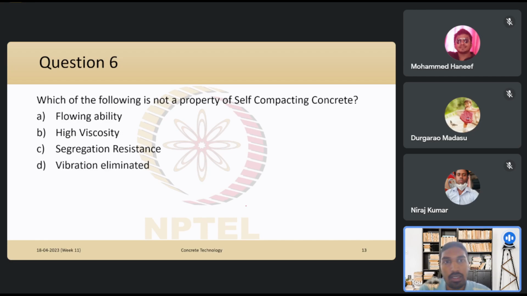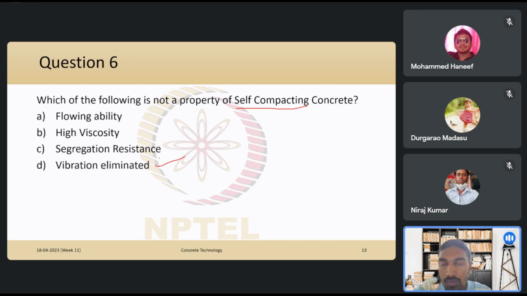So here we are talking about self-compacting concrete, and the question is, which of the following is not a property of self-compacting concrete? As the name suggests, by self-compacting, what do we mean? We don't need external compaction, right? Once we place it, we don't have to supply any external vibration or compaction to the concrete. That is the whole idea of self-compacting concrete, right? Because it is self-compacting, you don't need to do any external compaction, so vibration is eliminated. So D is actually a property of self-compacting concrete, right?